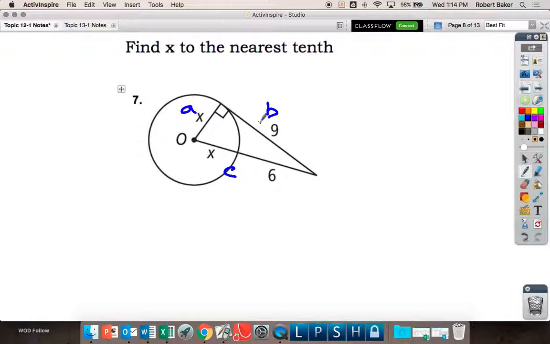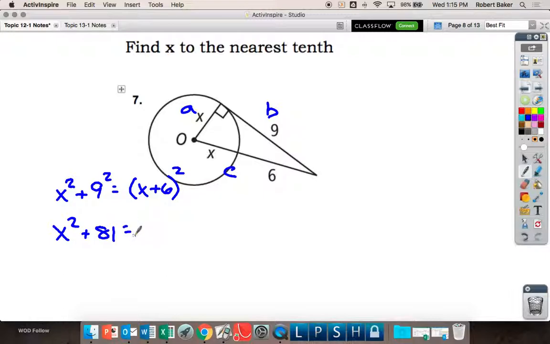So we go back to Pythagorean Theorem, just like on your CA review. A squared plus B squared equals C squared. And what is the length of C? X and 6, aka X plus 6. Not 6x. Thank you for distinguishing that. And then we just algebra, guys. Just algebra. X times x is X squared. 9 times 9 is 81.